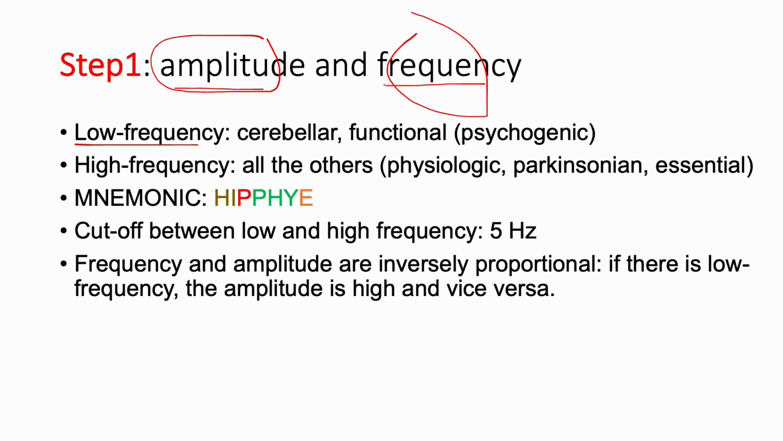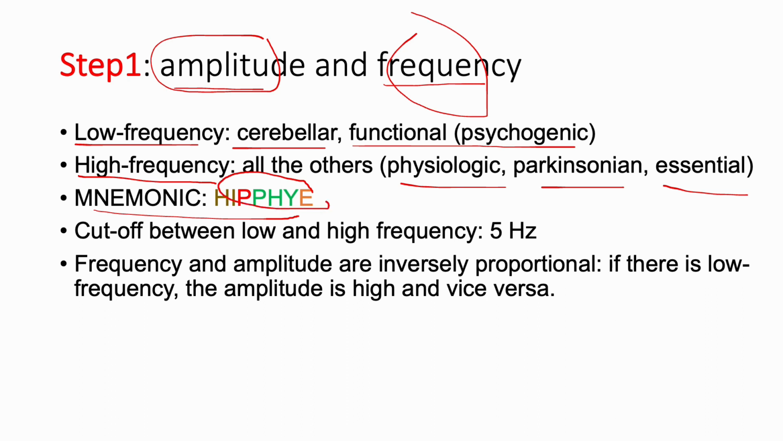If the tremor is low frequency, it means that it can be cerebellar or functional, aka psychogenic tremor. If the tremor is high frequency, on the other hand, it can be physiologic, Parkinsonian, or essential. The mnemonic that I used on test day to remember the high frequency tremors is HIPPY. H and I stand for high frequency, P stands for Parkinsonian, PHY stands for physiologic, and Y stands for essential. This way I can also infer the low frequency tremors just by remembering this acronym of the high frequency tremors.